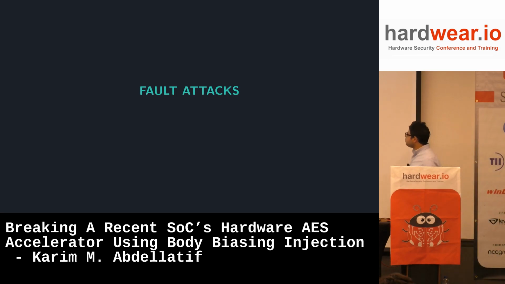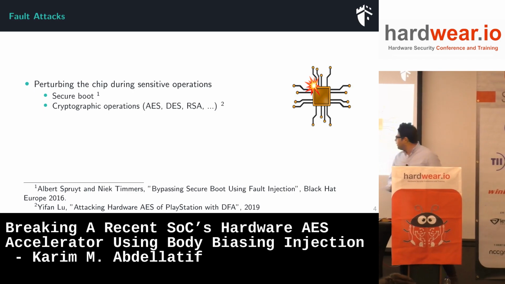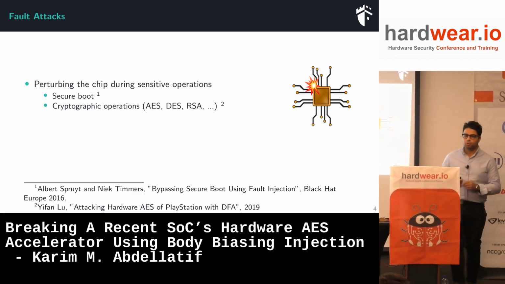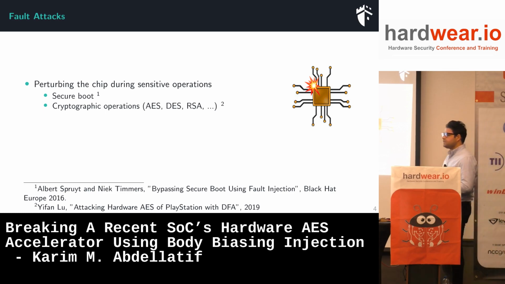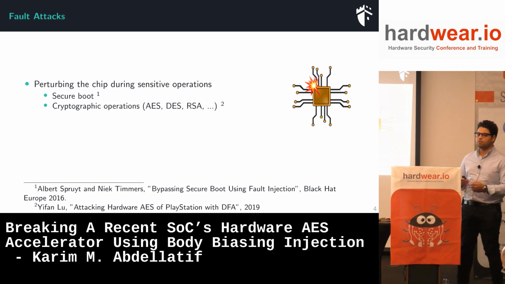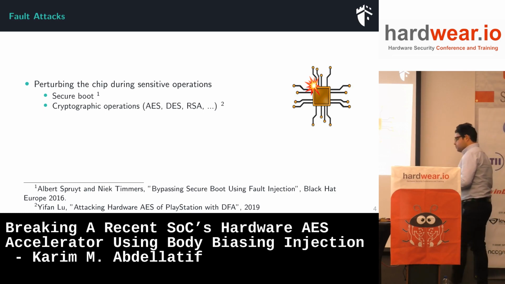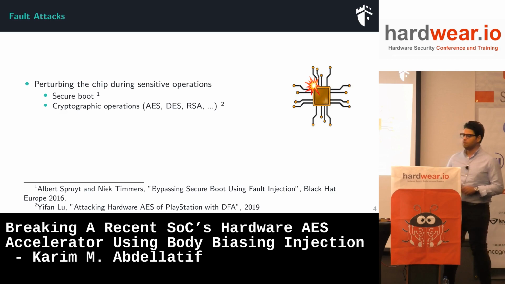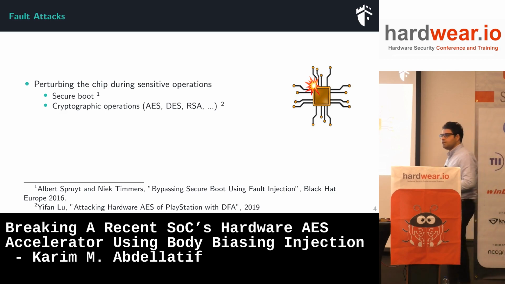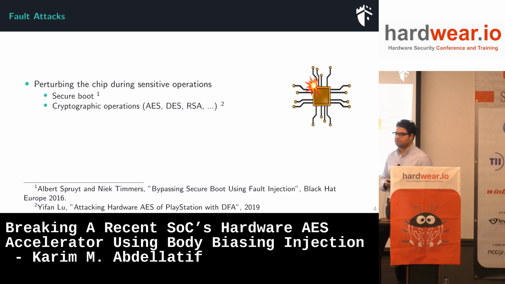So I'm going to talk a little bit about fault attacks. Why do we perform faults? The main idea of injecting faults is to perform a perturbation during the execution of sensitive operations. For example, if you are performing secure boot and you inject faults during it, there is a possibility of bypassing the signature verification. The same applies to crypto operations like AES. You can inject during certain rounds of the AES in order to extract the key using differential fault analysis.